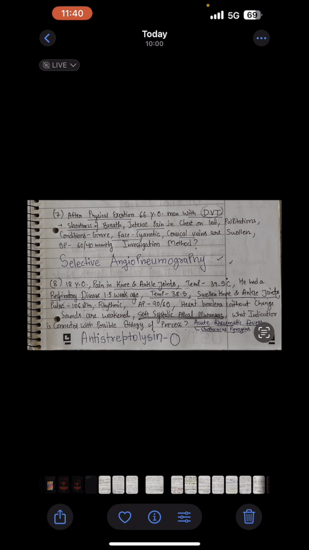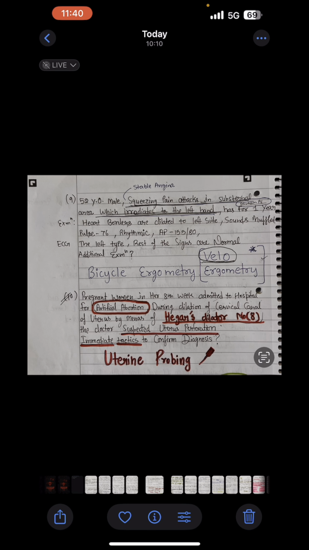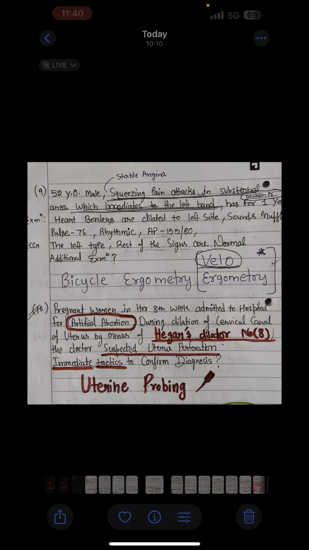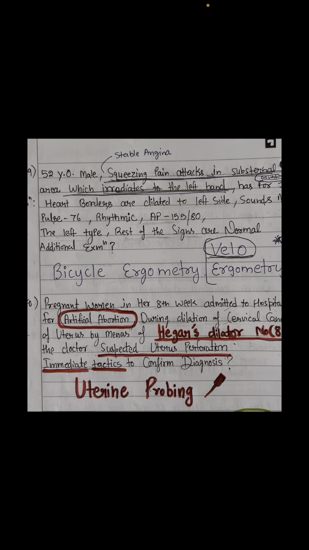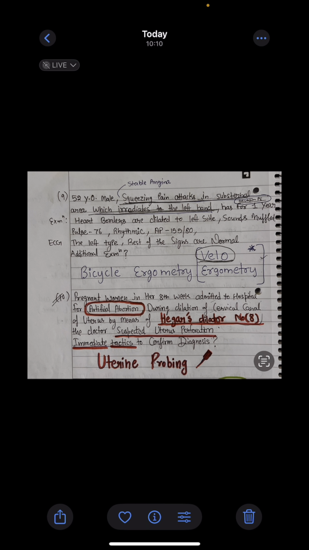Let's go to the next patient. The next patient is an elderly patient. He is having squeezing pain attacks in the substernal area, which irradiates to the left hand, for about 1 year. Examination shows that heart borders are dilated to the left side, and sounds are muffled. Pulse is 76. Arterial pressure is 155/80, which is in the diastolic range. ECG shows the left type. The rest of the signs are normal.